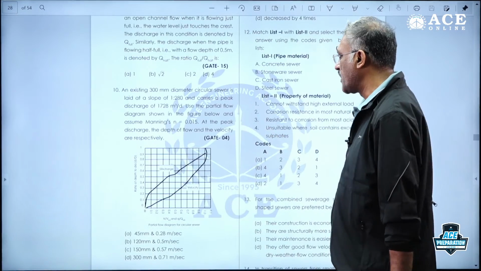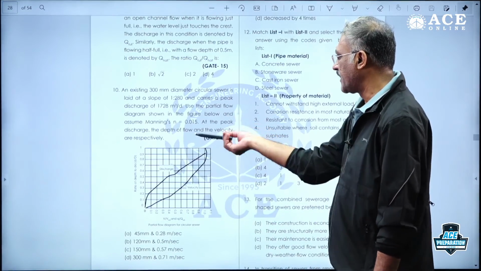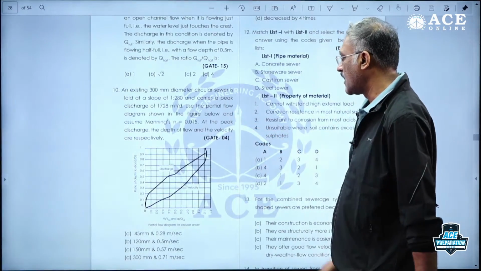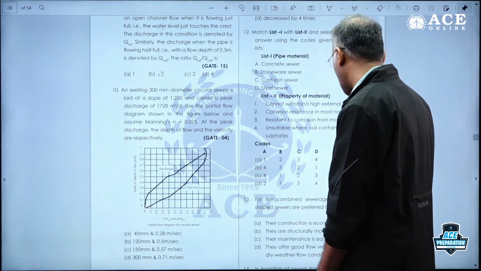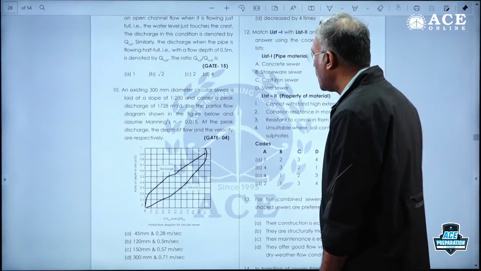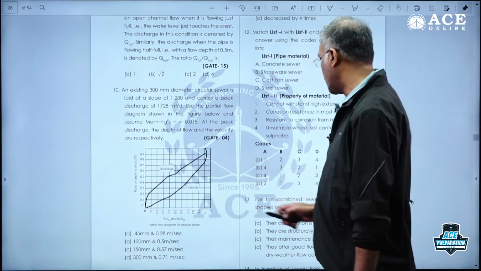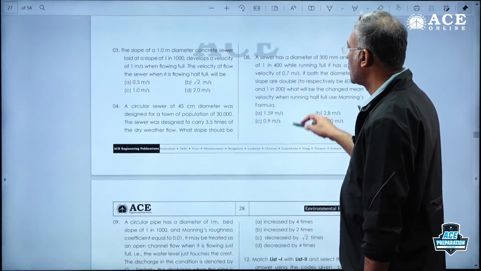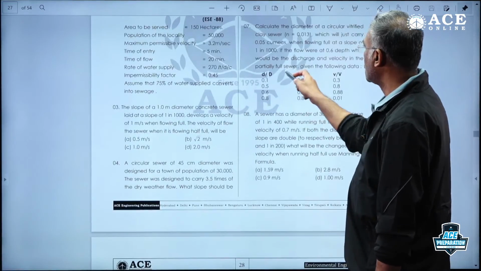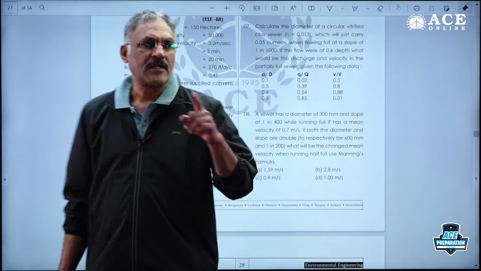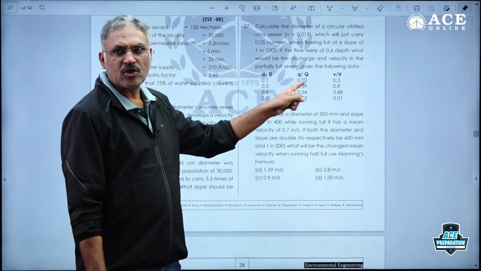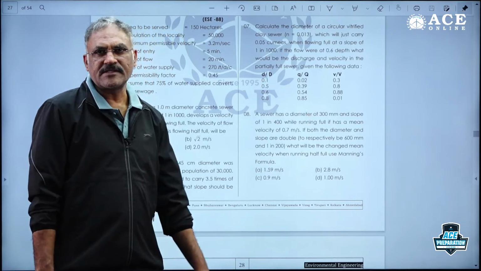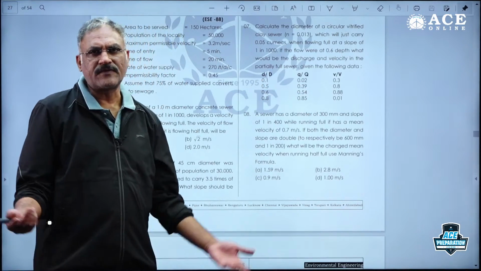The figure below, assuming Manning's n is equal to 0.05, at the peak discharge the depth of flow and the velocity are respectively. When the sewers are running partially full, either they give a partial flow diagram like this, or sometimes they'll give a partial flow table. The question could be like this also. See, now this partial flow table is there. You can see the table now, d by D, q by Q, v by V. So using these ratios you need to find out. That is the only difficult part.